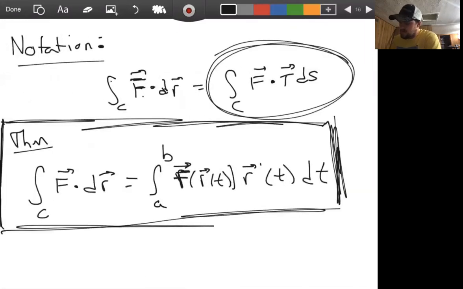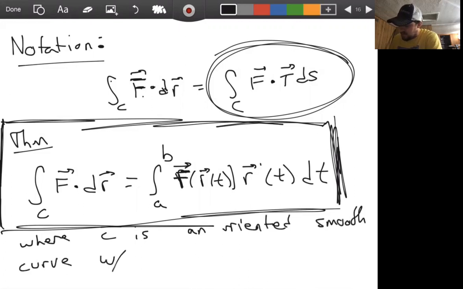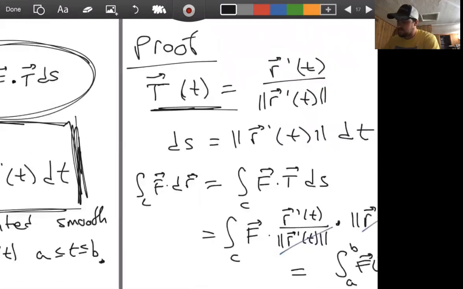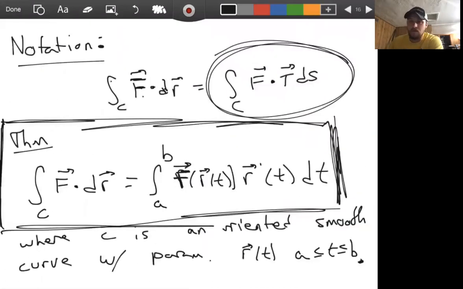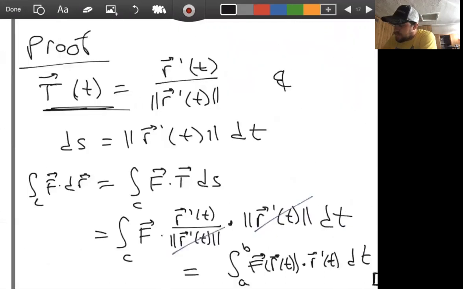So we can use this, where C is, again, an oriented, smooth curve with parameterization r of t for t between a and b. And so this is a very useful theorem, just as we saw for scalar line integrals as well. We get one for vector line integrals. And remember, to reiterate, this was supposed to be a capital F all along. I made a small typo there, because we haven't been working with the scalar lowercase f, right?